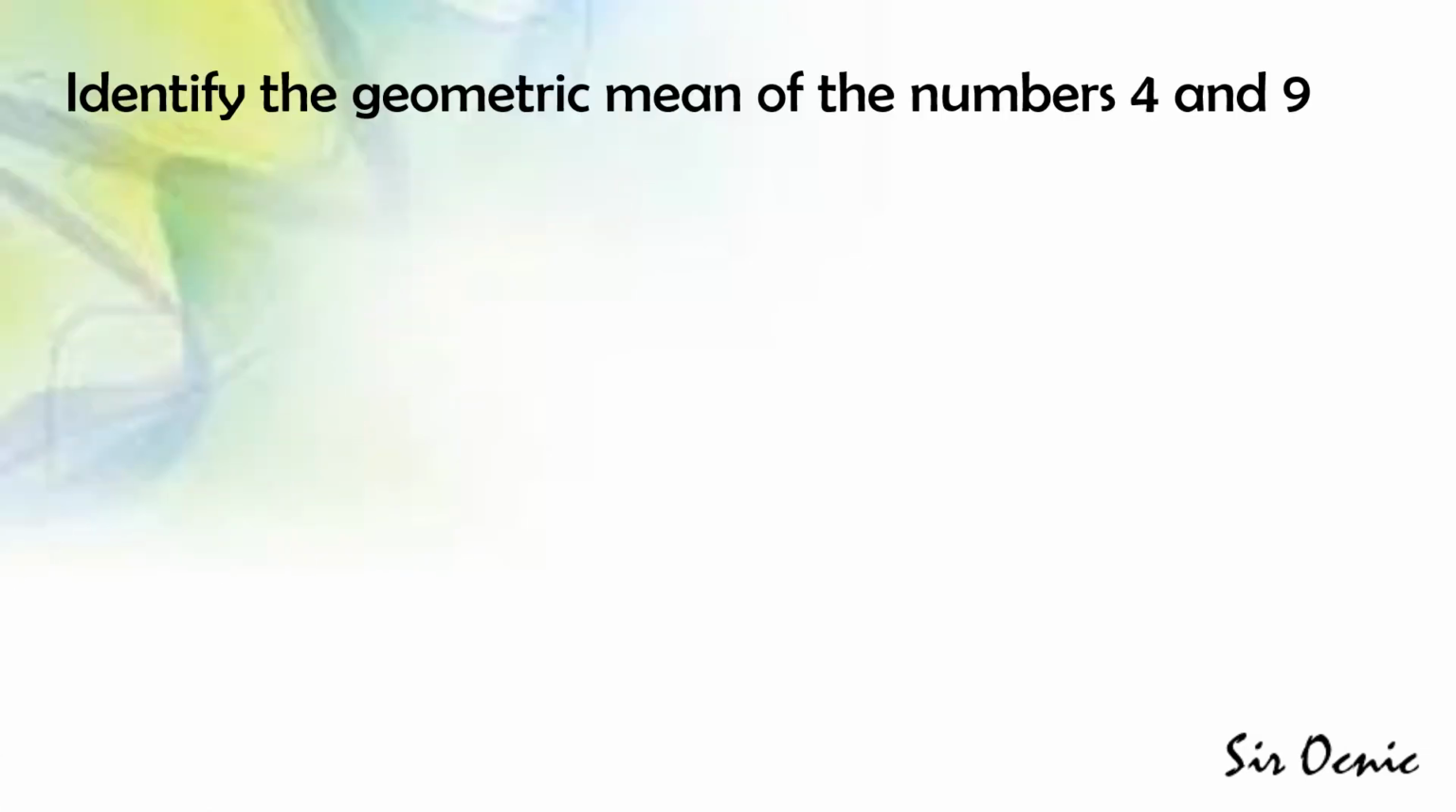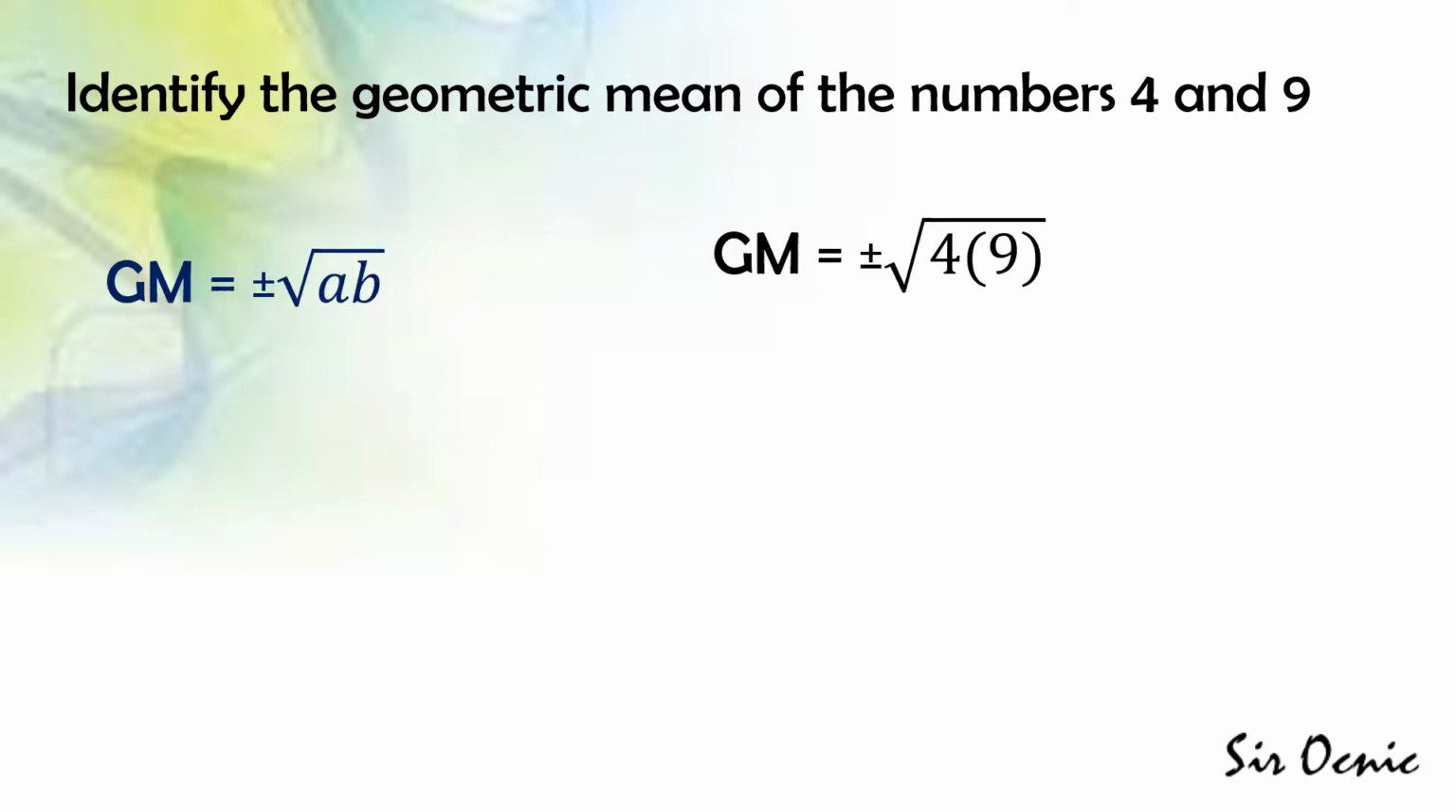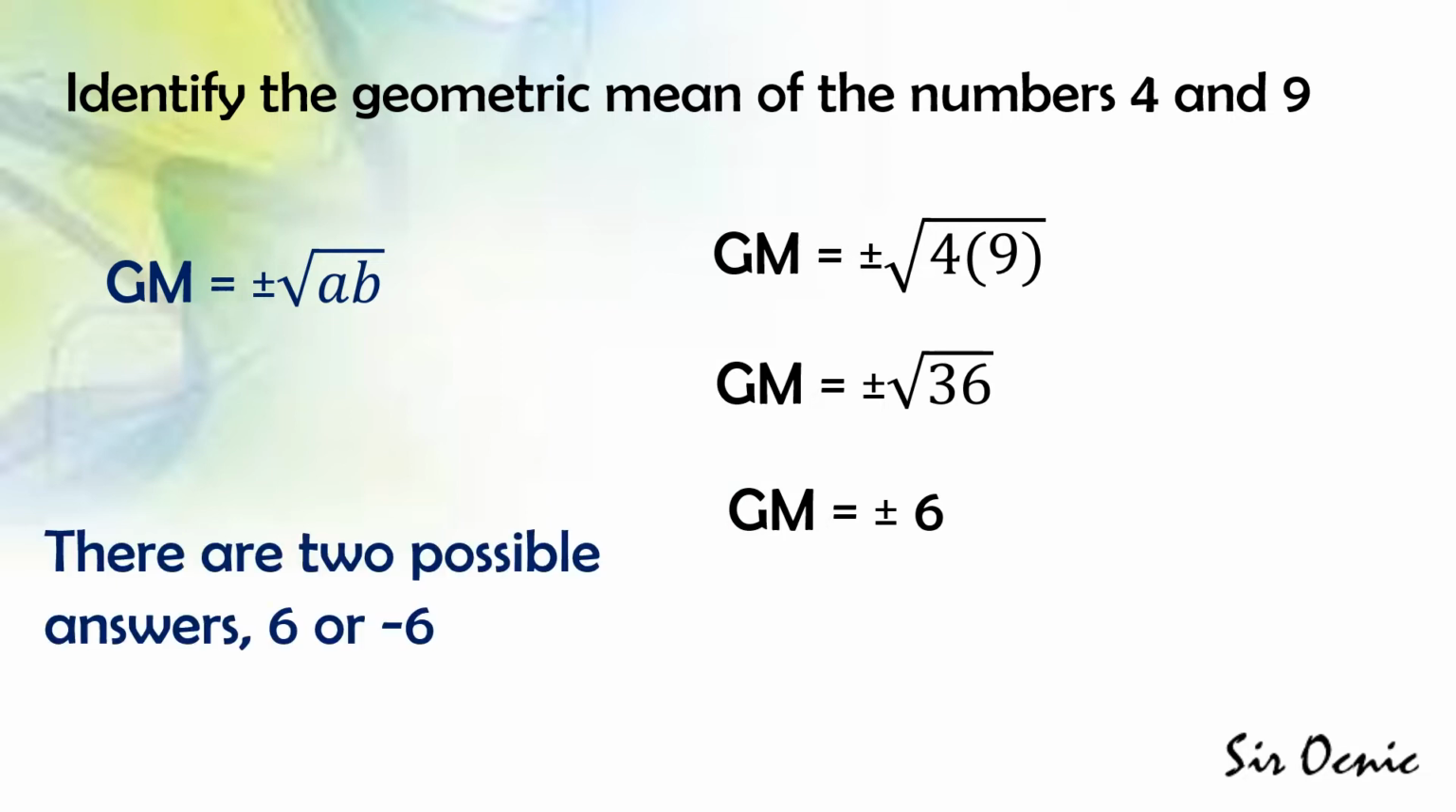Identify the geometric mean of the numbers 4 and 9. Use the formula square root of AB. We will have geometric mean is equal to positive negative square root of 4 times 9, which is equal to 36. The square root of 36 is equal to positive and negative 6. Therefore, we have two possible answers, 6 or negative 6.